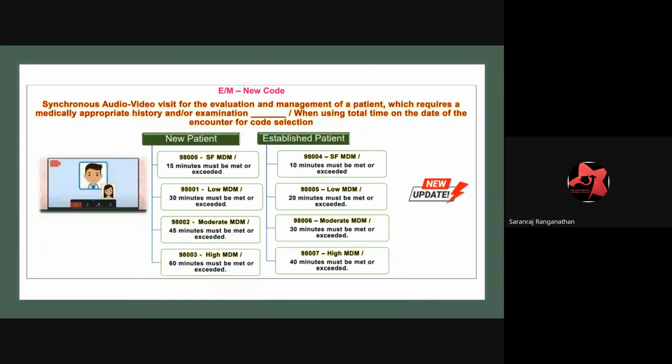So these are the codes related to the medicine section, based on the table or time we are supposed to use for telehealth coding. Telehealth evaluation and management of the patient. So this is what a telehealth code is.